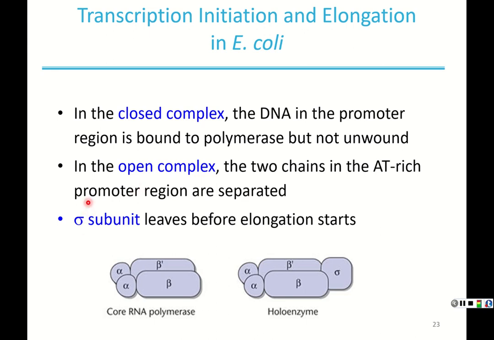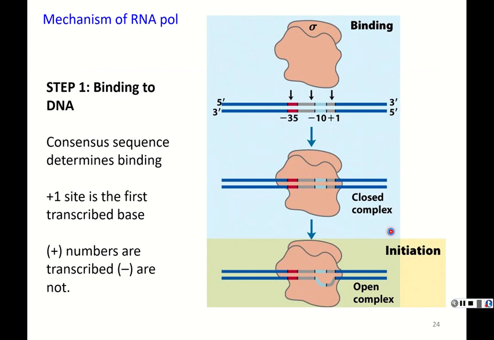Okay. The sigma subunit will leave, right? Remember, that's the one that recognizes specific promoter regions and upstream element parts. That will leave before elongation starts. So that acts to direct that polymerase where it needs to go. The open complex will form, and then that sigma subunit will leave.